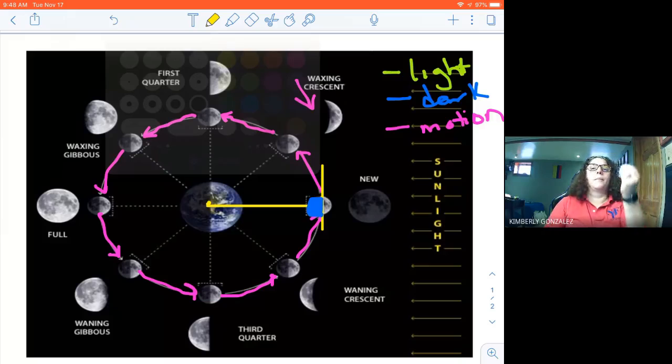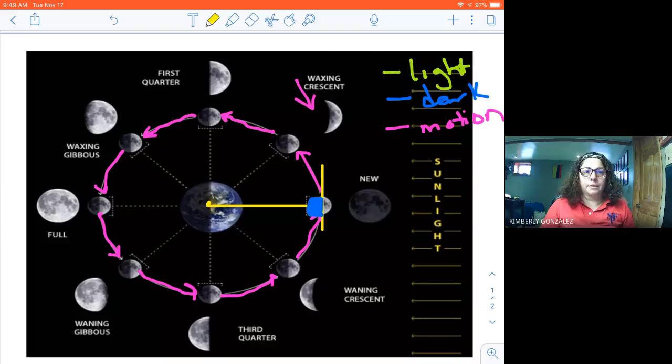Okay? Because from our perspective, the moon is in complete darkness. It's not. It's got the sunlight hitting it from the back, but from our perspective, it looks as if there is nothing happening with the moon, right? We can't see any of it. It disappears, quote unquote. Okay?